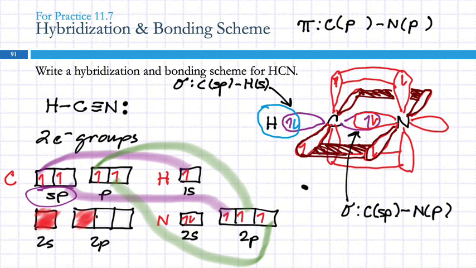I'm trying to follow the color scheme of the book, where s orbitals are blue and p orbitals are red, and when you hybridize, you get purple. Pi bonds are always between p orbitals. You're never going to have a pi bond with a hybrid orbital. Any questions?